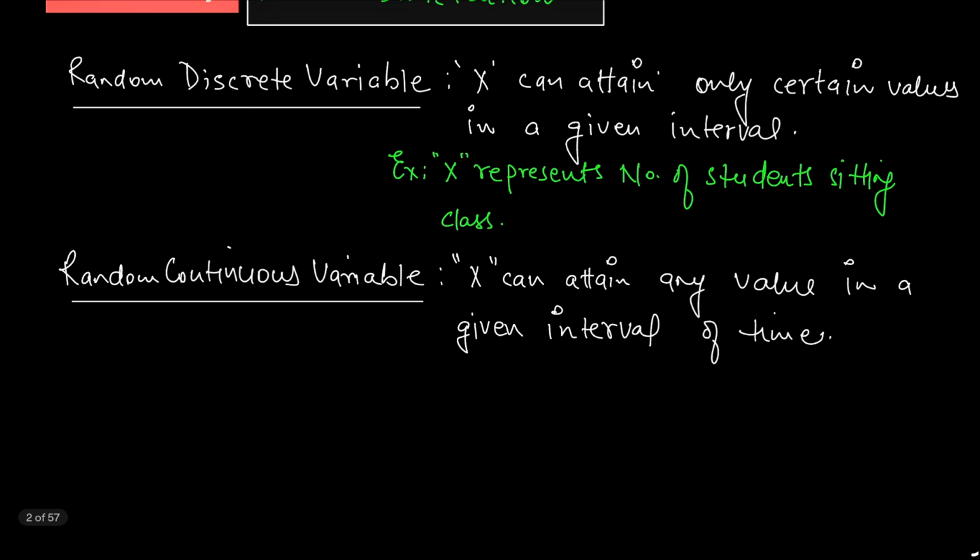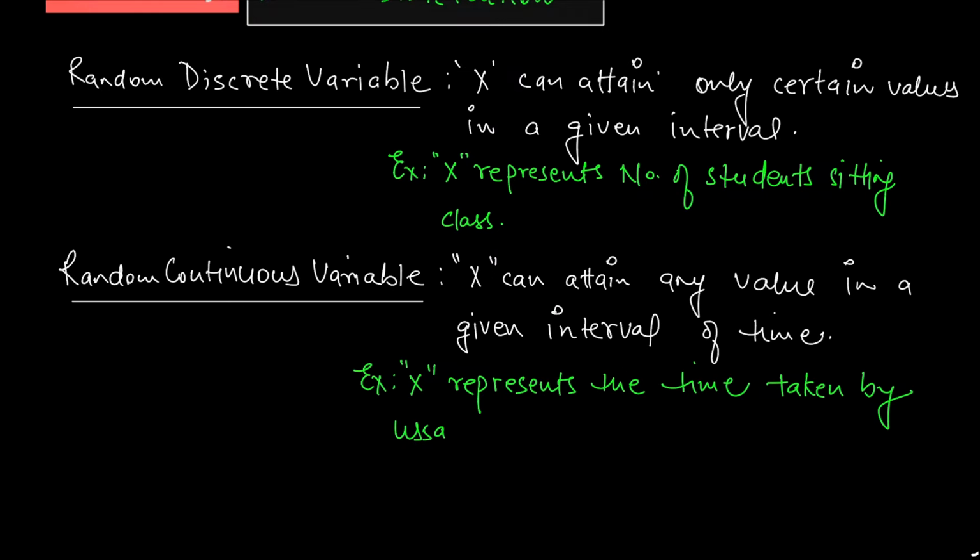Let's understand this with the help of an example. Suppose x represents the time taken by Usain Bolt to complete a 100-meter race. In this particular example, Usain Bolt can take any time between, let's say, 7 to 12 seconds. So he can take 8.345 or 9.441, anything in the given interval between 7 seconds and 12 seconds. So this particular example represents a random continuous variable. I hope that you are able to understand what is meant by random continuous variable and random discrete variables. Let's proceed further.